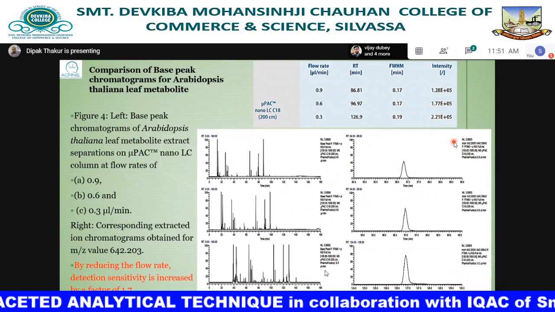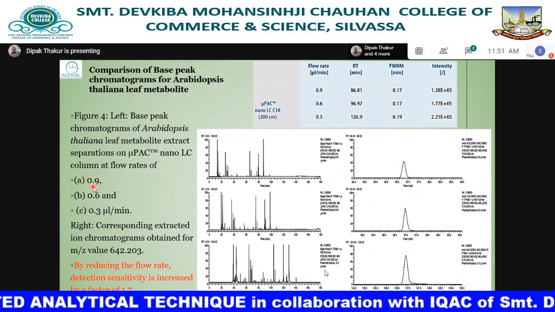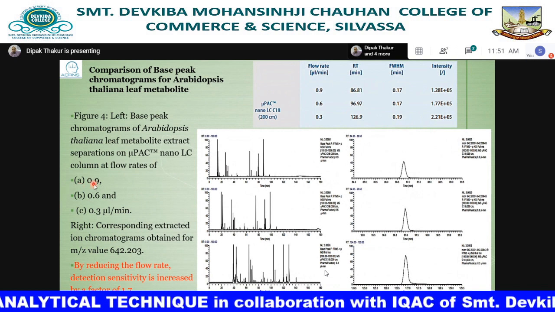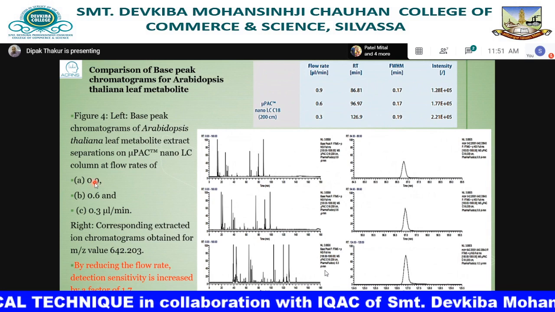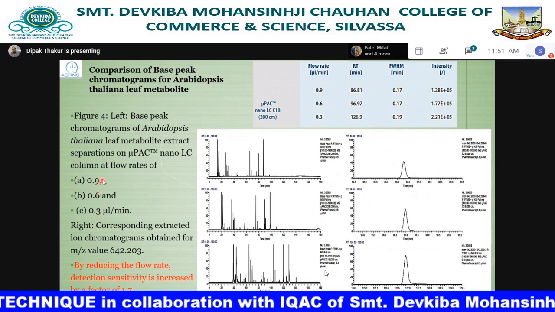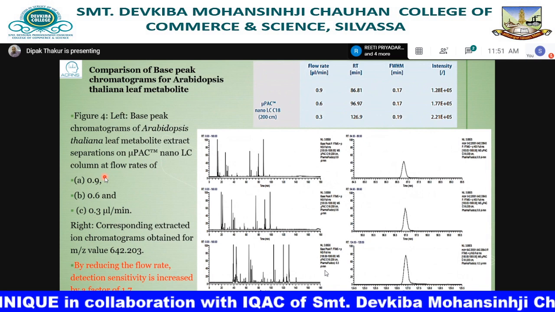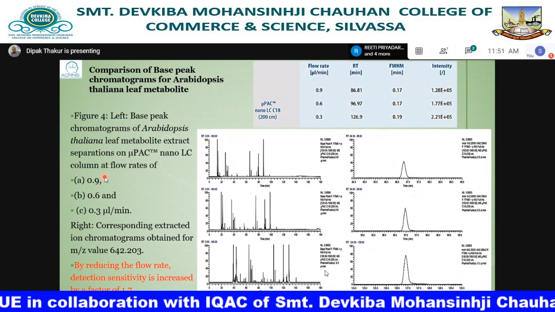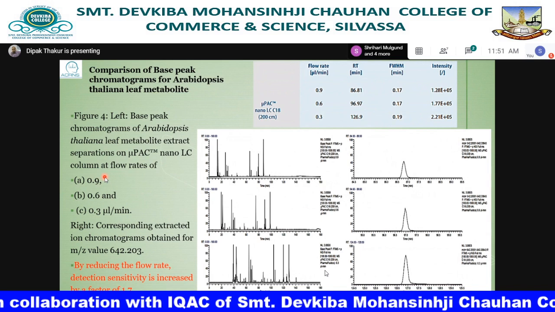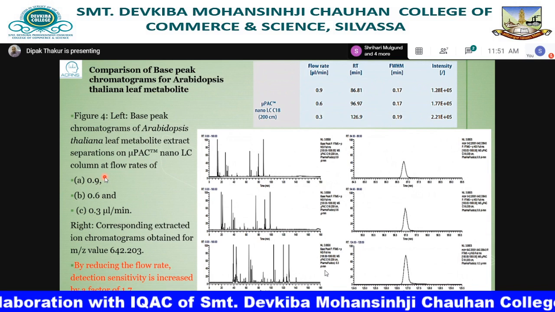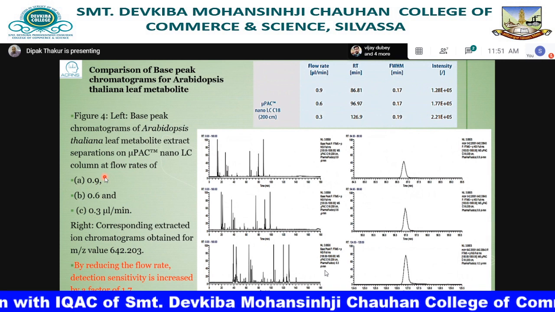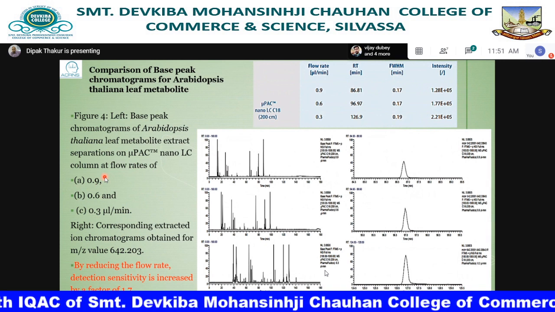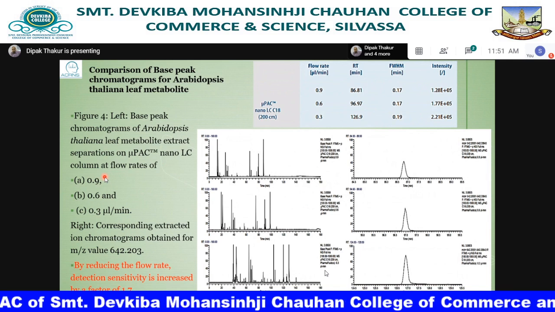What is the benefit? If you see, if I decrease the flow rate from 0.9 microliter per minute to 0.3, that means 900 nanoliters per minute to 300 nanoliters per minute, the sensitivity of detection increased by 1.7 times. Consider it two times higher sensitivity.